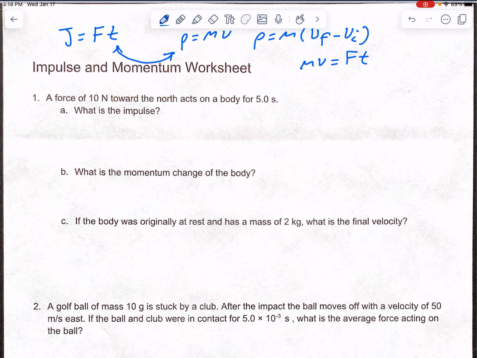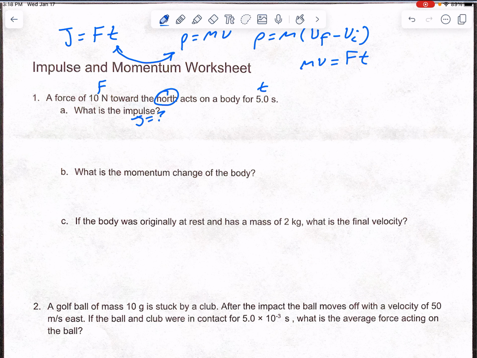So we're going to go through and try to practice some of these. Number one, a force of 10 newtons towards the north acts on a body for 5 seconds. So I have a force here. We're just going to keep an eye on direction. The only time I really do care about direction is when there's conflicting directions, because that'll tell you when to change your sign. So just watch out for that. Acts on a body for 5 seconds, there's your time. So impulse, that means you're looking for J.